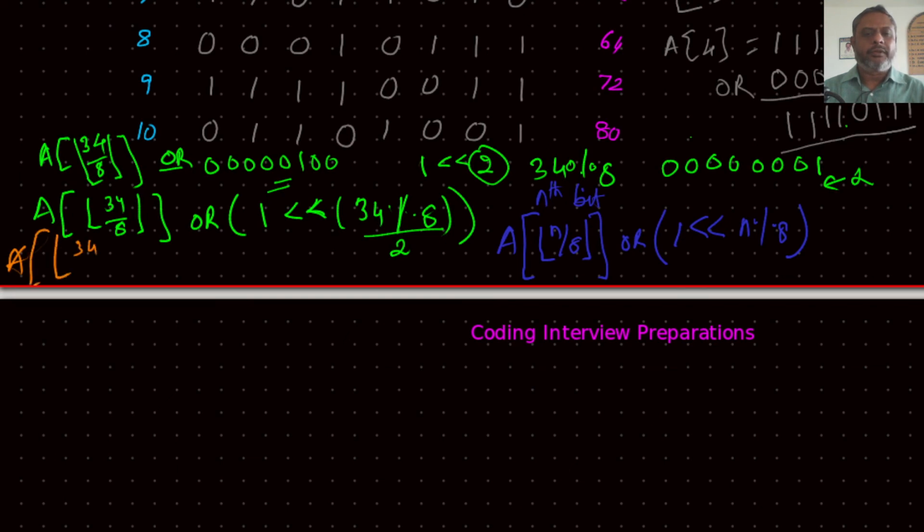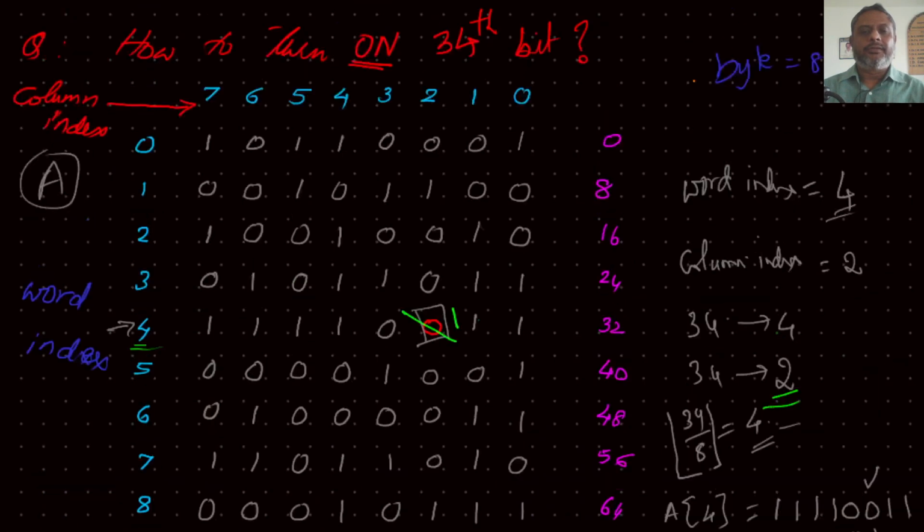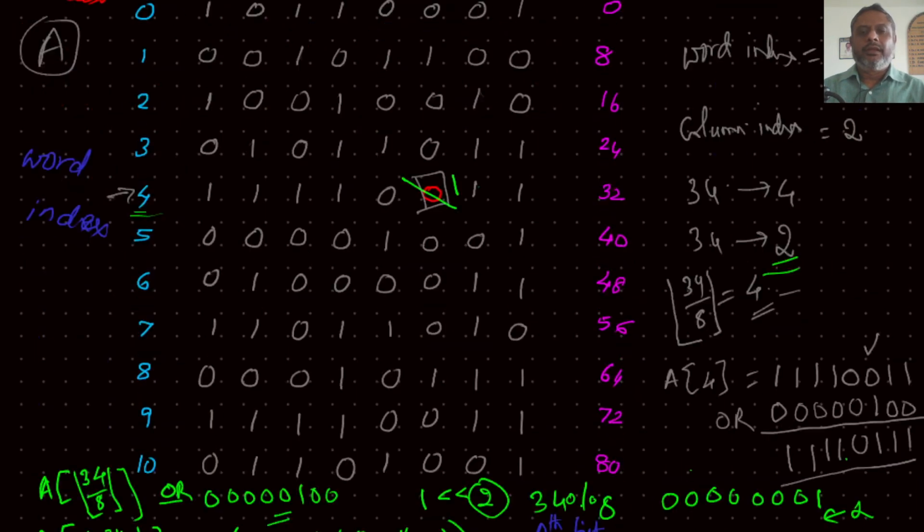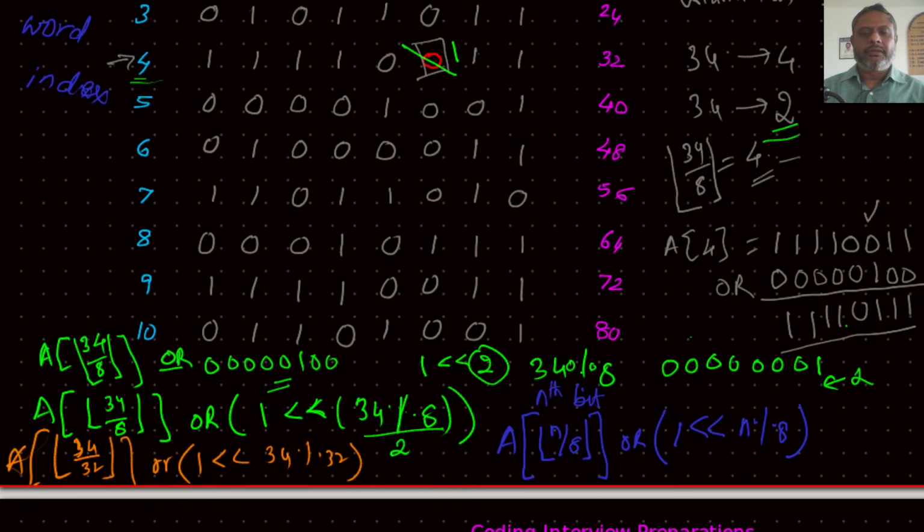34 by 32 or 1 left shifted by 34 percentage 32. So same thing, instead of 8 write 32. So now you can work for any bit array of any word size. So that's how the thing can be done.